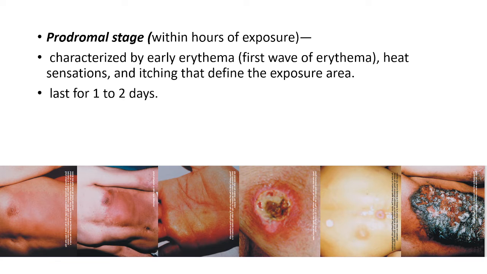The prodromal stage can appear within hours of exposure if the exposure dose is very high, or it may appear 1 to 2 days after exposure. Basically, it is characterized by early erythema, which is the first wave of erythema. There will be intense itching and erythema and a heat sensation over the affected area. And this can be confused with a thermal injury, a burn injury, or an insect bite.